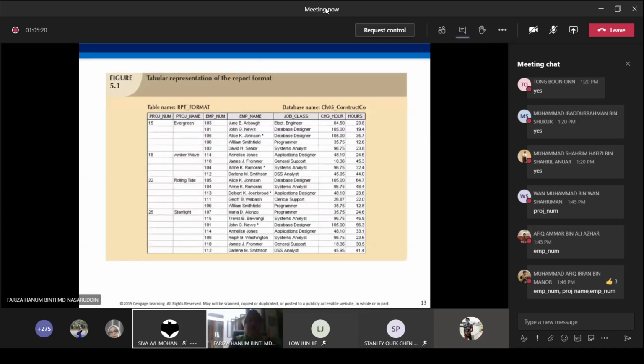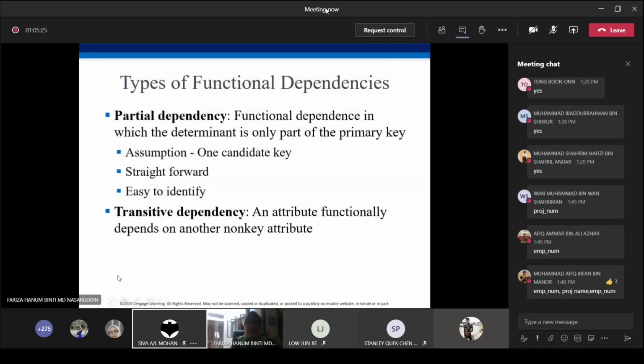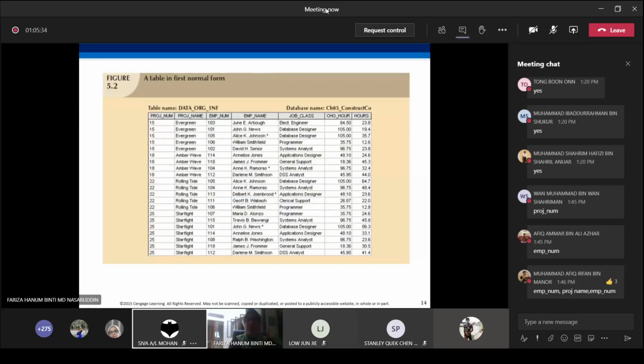What is transitive dependency? A transitive dependency is when an attribute is functionally dependent on something other than the key, a non-key attribute. If you look at the charge per hour, all the database designers' charge per hour is 105, meaning that the charge per hour is dependent on the job class. If you know the job class, you can determine the charge per hour. If you know that the job class is programmer, you know that the charge per hour is 35. Somebody asked just now, why can't we say project name determines project num? I'm asking the same question now. Why can't we say charge per hour determines job class?